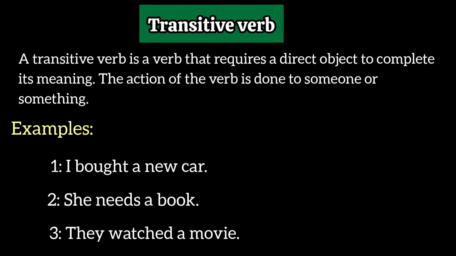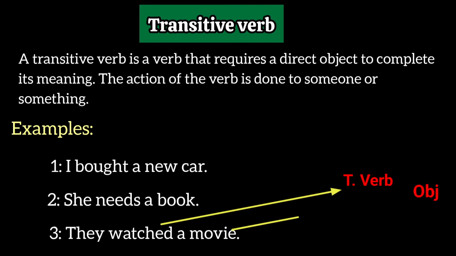They watched a movie. This is another example of transitive verb. The verb watched is transitive verb. The reason is that it has an object, a movie. And the second reason is that if we remove this object, then this sentence does not make a complete sense, like, they watched, we don't know what they watched. So this is another example of transitive verb.